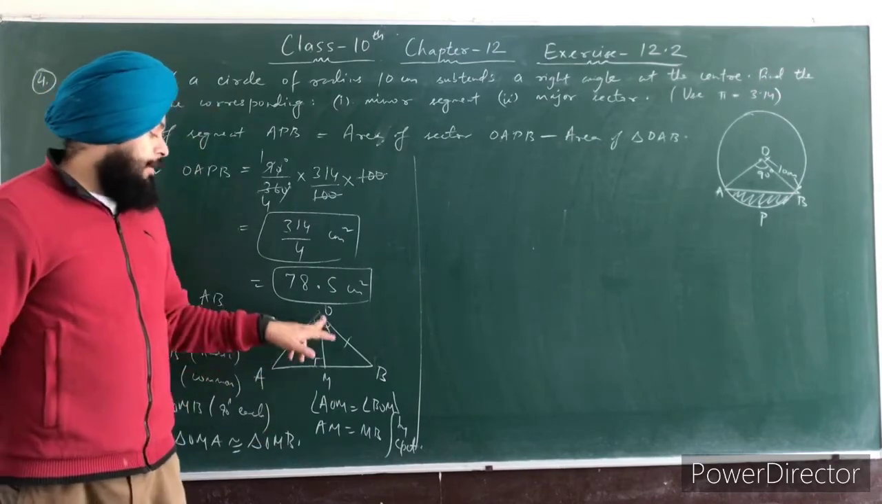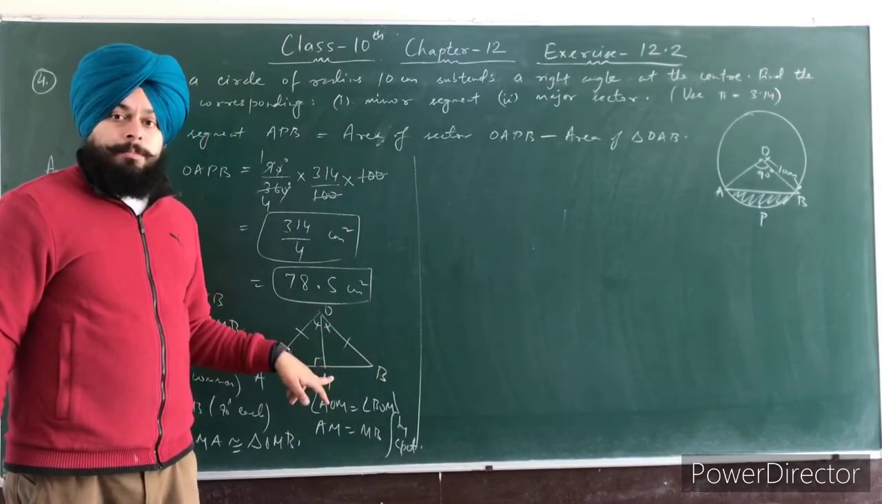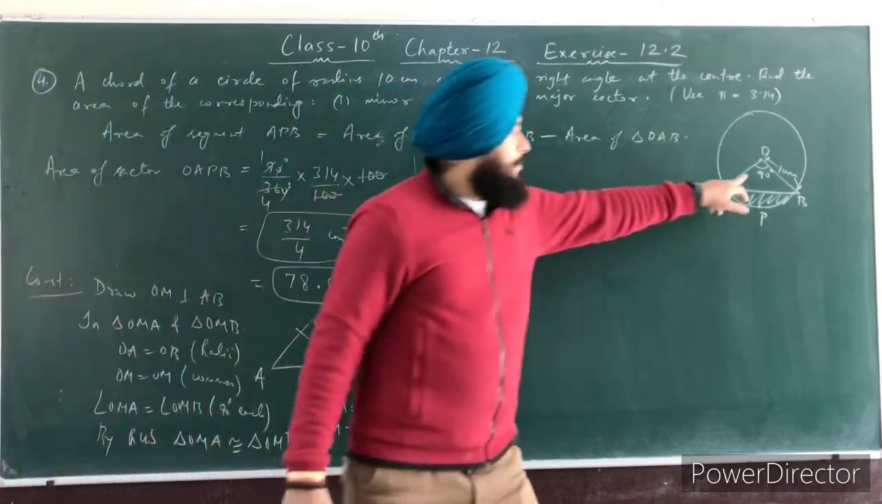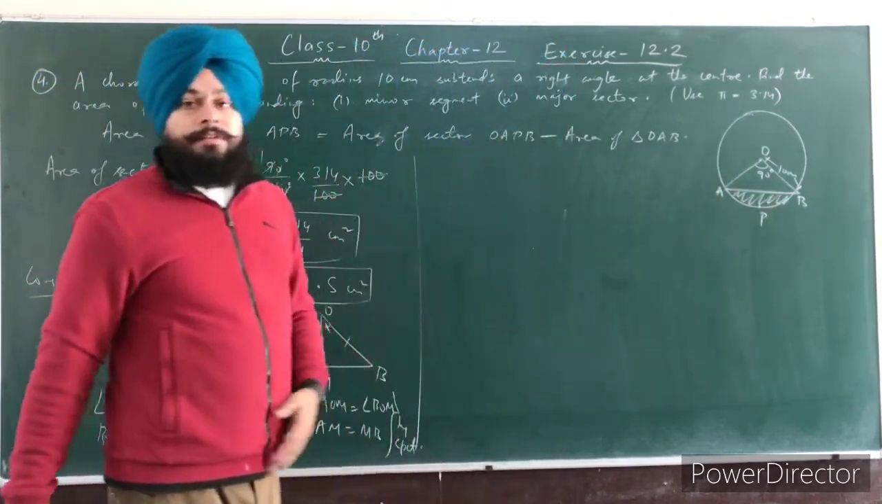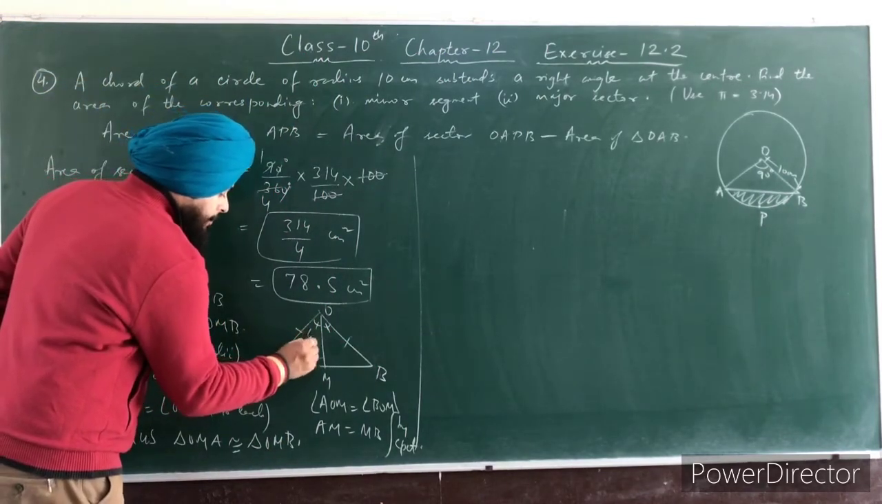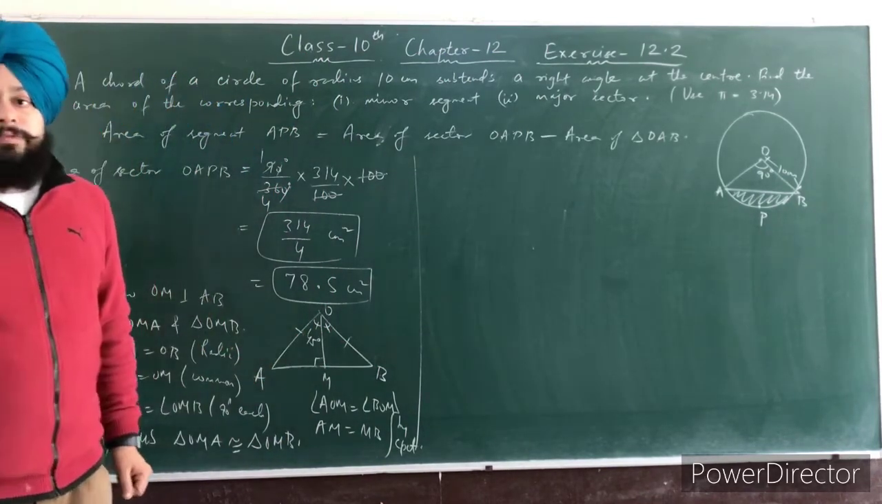So if angle AOM is equal to angle BOM, what is the measure of angle AOM? The complete angle is of measure 90°, so half of it is 45°. It means this angle AOM is of measure 45°.